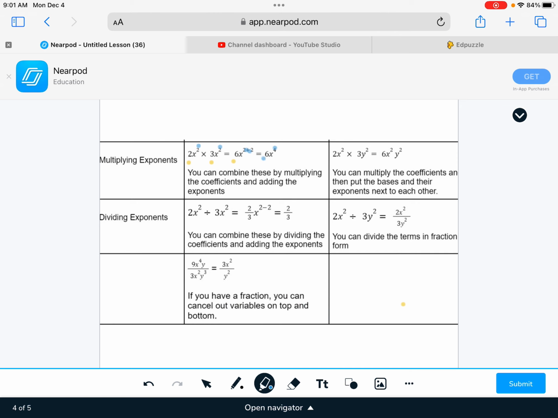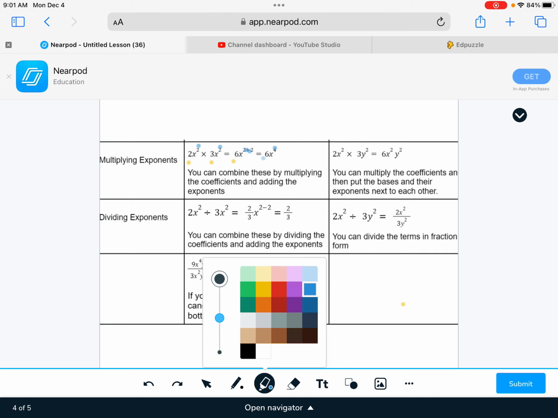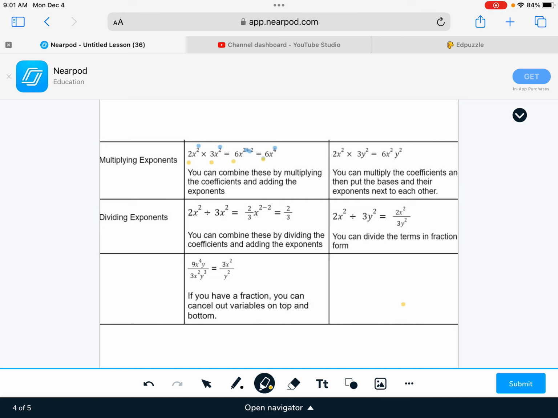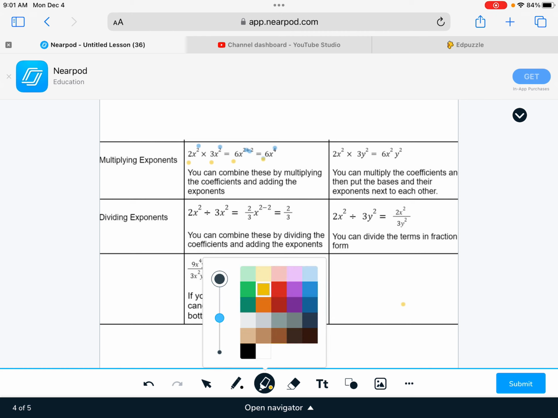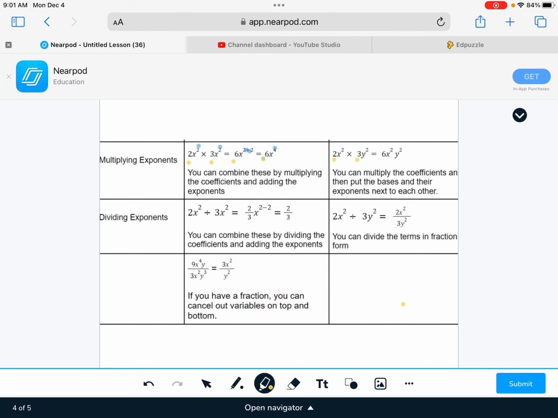That is going to be something that we are always able to do, where we multiply the coefficients like that and add the exponents. When you're multiplying exponents that have different bases, like 2x squared times 3y squared, you can still multiply the coefficients. The 2 times the 3 is 6. But the x squared and the y squared can't be combined together any more than just being able to write them next to each other like that. That's where the 6x squared y squared came from, okay?